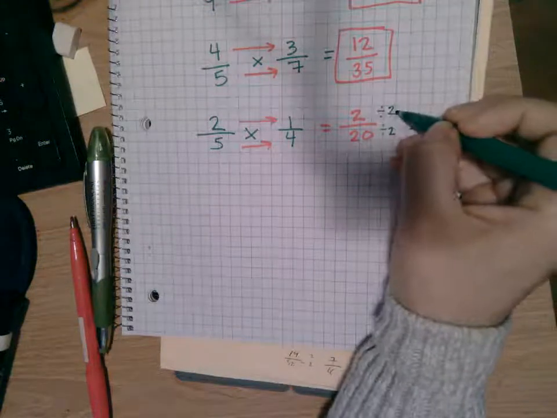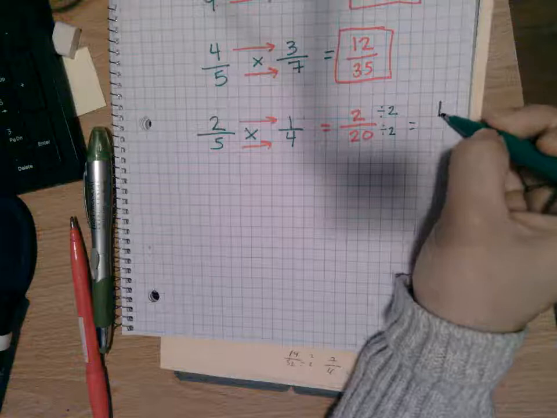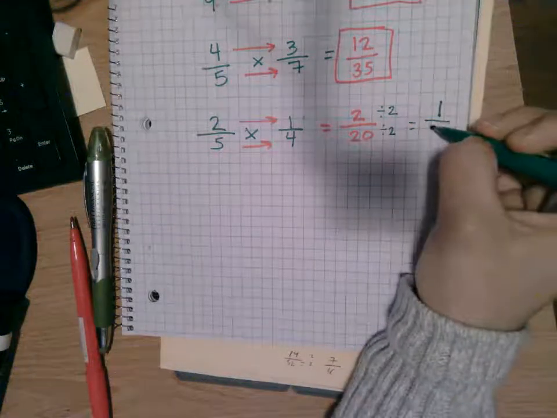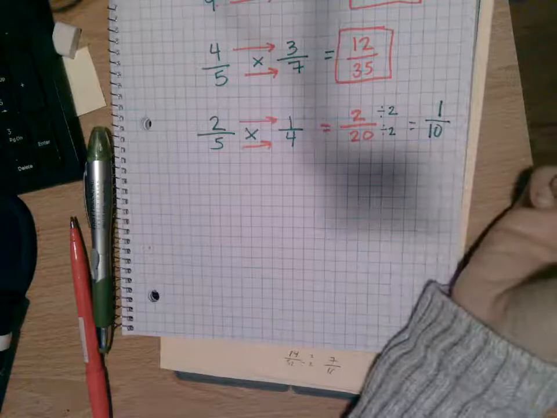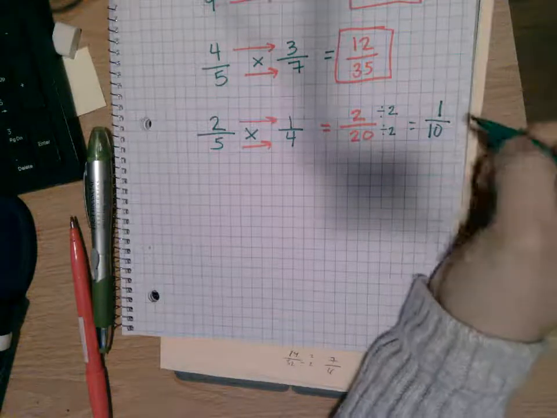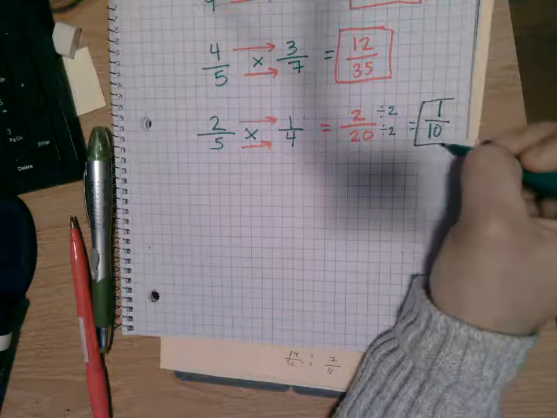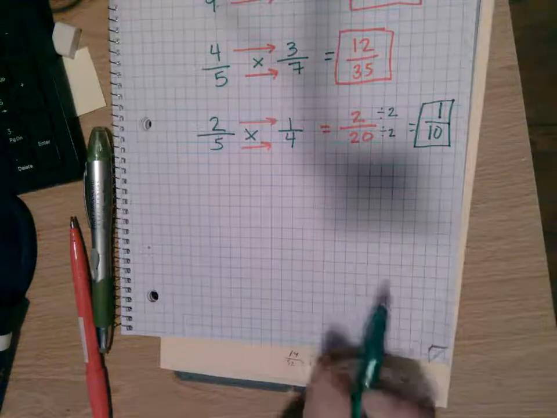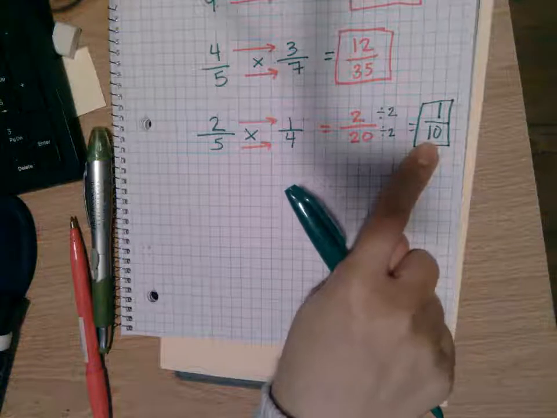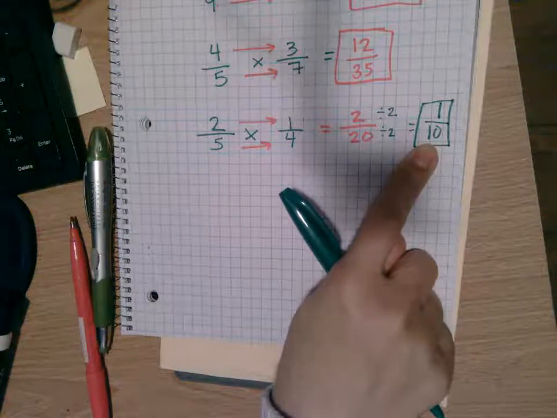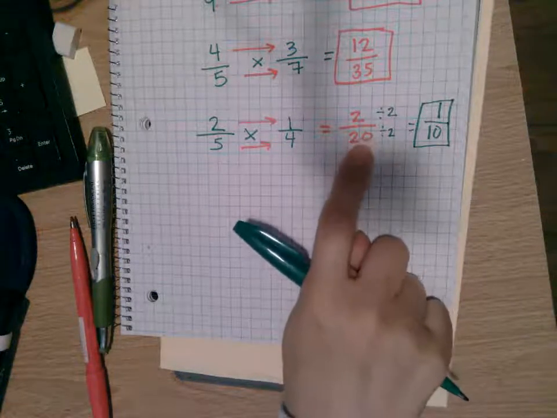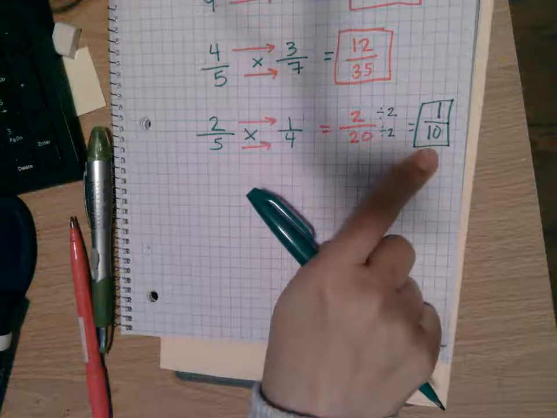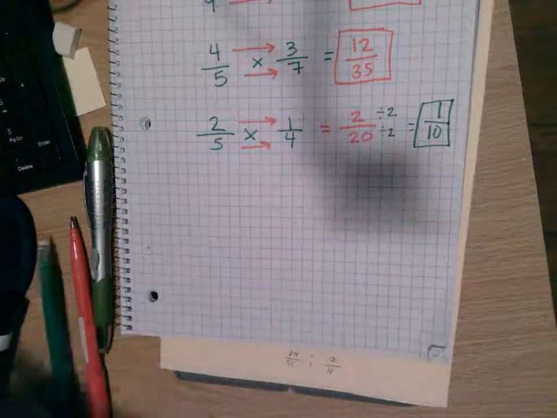So 2 divided by 2 is 1. And 20 divided by 2 is 10. Is there anything else I can divide 1 and 10 by? Nope. So I am done. Now I can put a box around it. That's my final answer. So this would be your final simplified answer. If we were taking a test and you wrote down the unsimplified answer, it would actually be marked wrong. You need to simplify it all the way down. Okay?